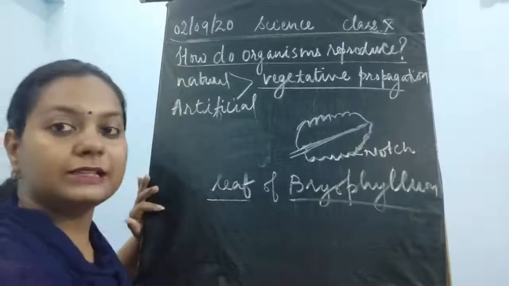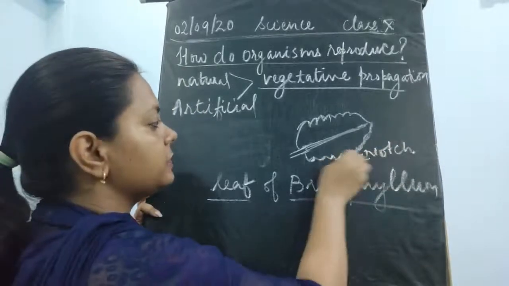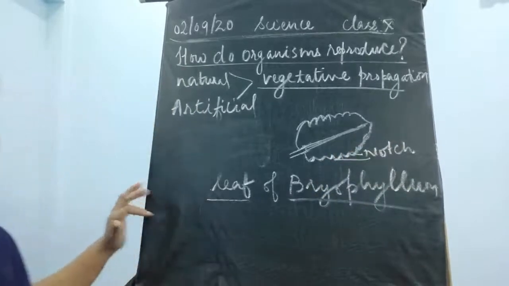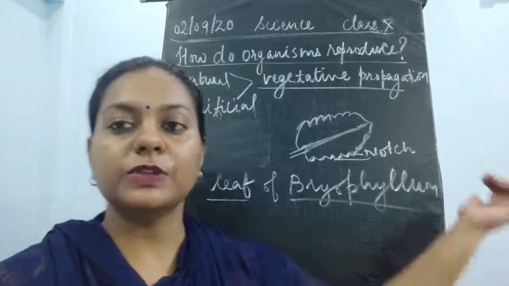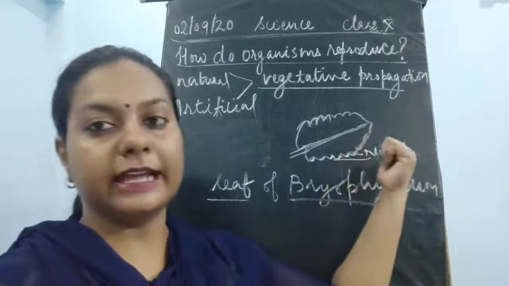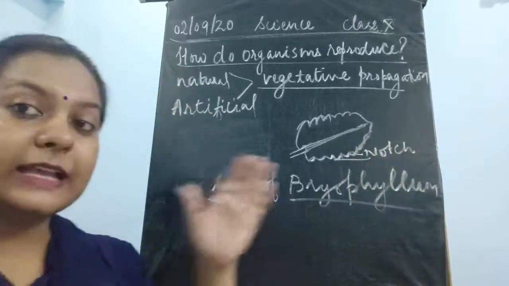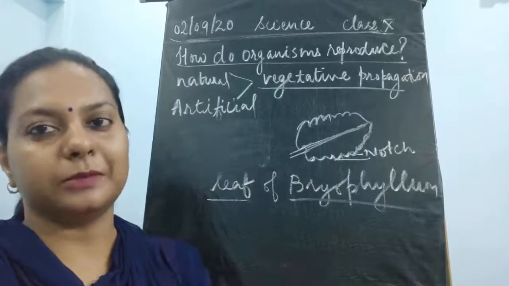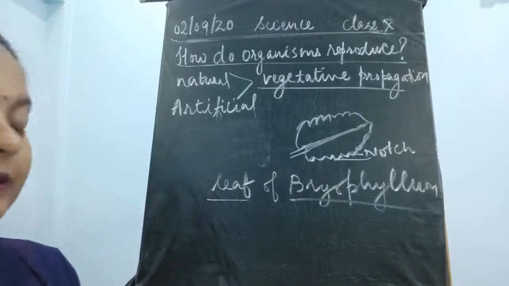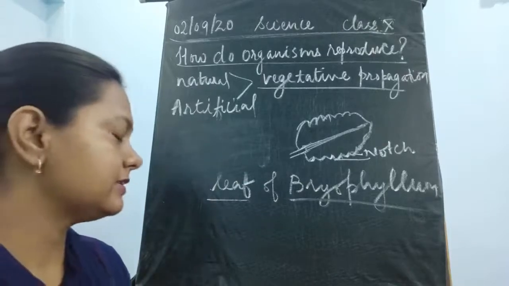Okay, it is said to be a notch, and if plural you have to speak, you will say these are notches. So these notches, which are present on the edges of the leaves, help the plant to increase in number. Now why it is taking place and how it is taking place, I'll discuss it with you.